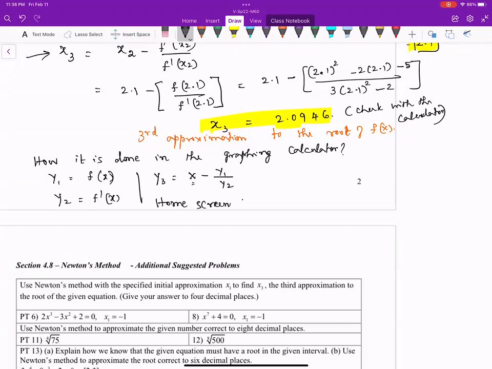Then in that one, you will be computing y3. Assuming the first approximation is 2, to find the second approximation, you do y3 on the home screen, you do y3 at 2. This will turn out to be 2.1. Then you do y3 at 2.1. That will give us 2.0946. We'll try to do this in the graphing calculator.